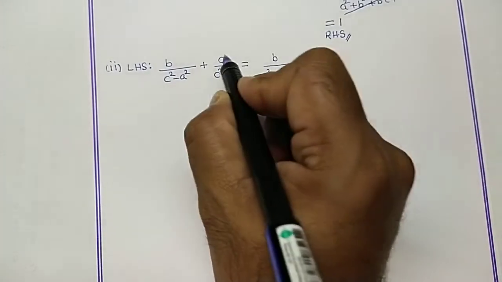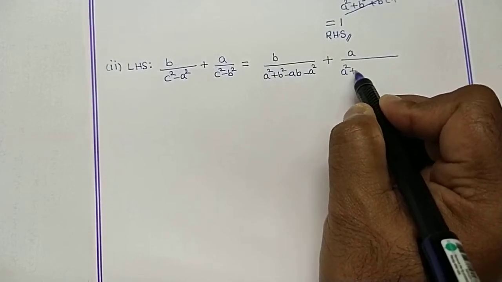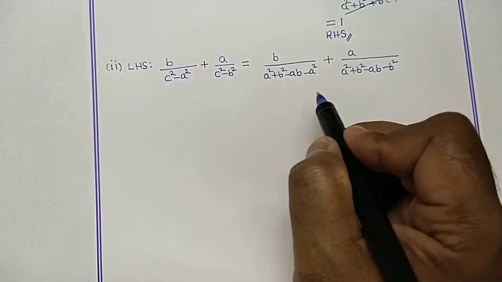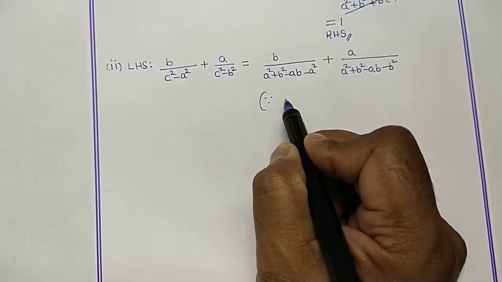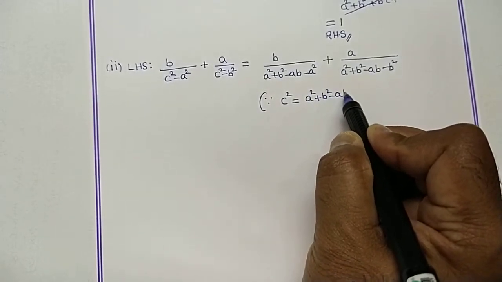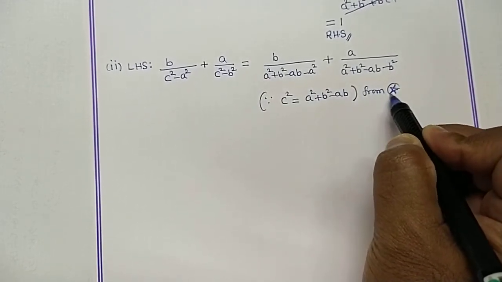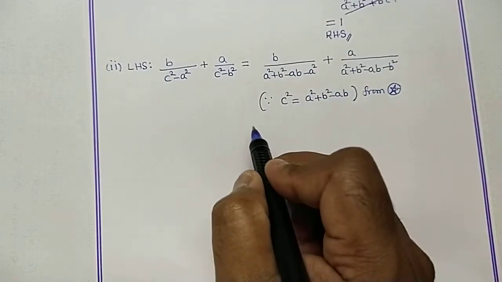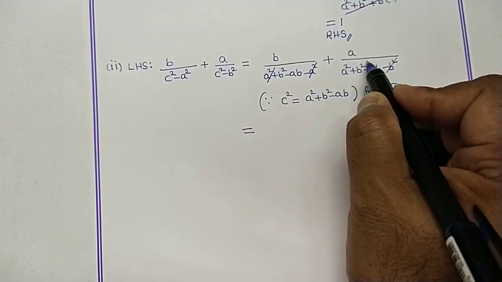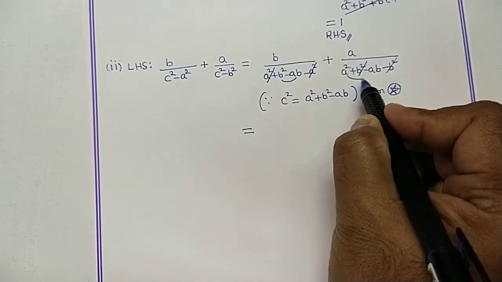Come to the second term, a divided by c square, again the c square value is a square plus b square minus ab minus b square. Since we have c square equal to a square plus b square minus ab from the star mark. So now minus a square plus a square cancel, minus b square plus b square get cancelled. From these two take common b, from these two take common a.